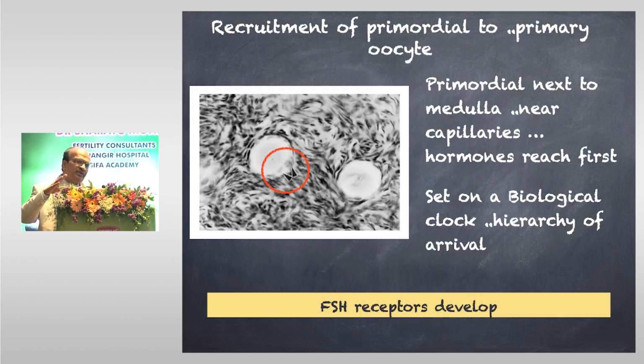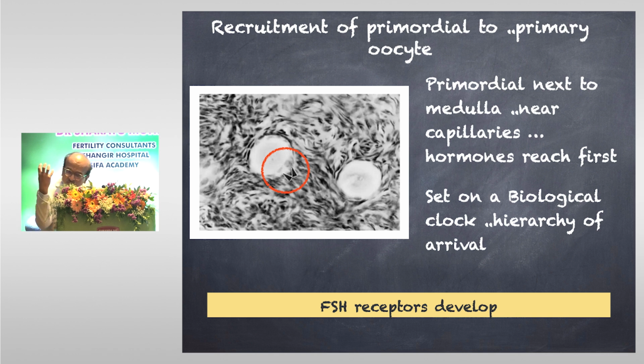All these primordial follicles are situated in the cortex, in just 0.1 or 0.3 millimeter of the cortex. And well, the cortex of the ovary hardly has any blood supply. The blood supply comes from the central medulla all the way to the periphery. So the primordial follicle is a pretty avascular structure.